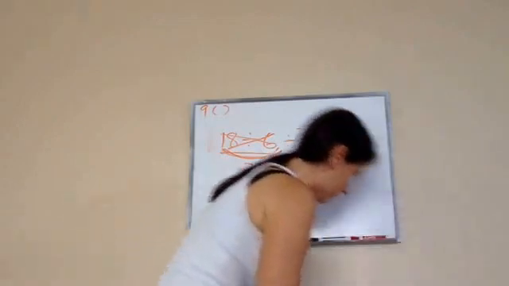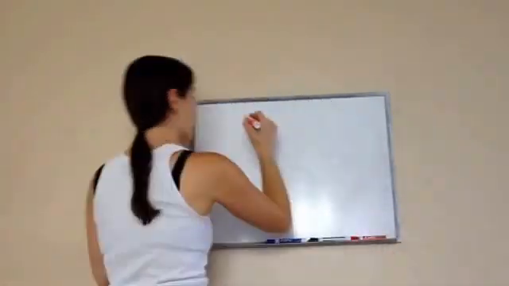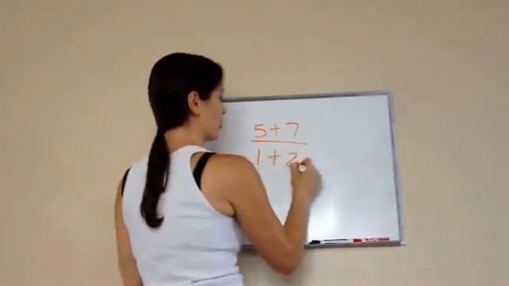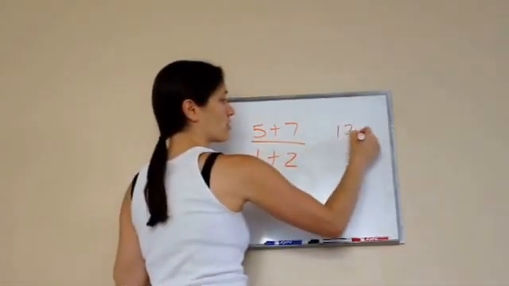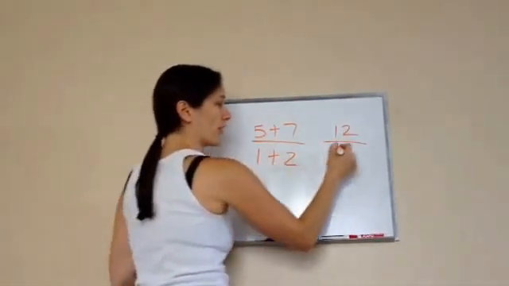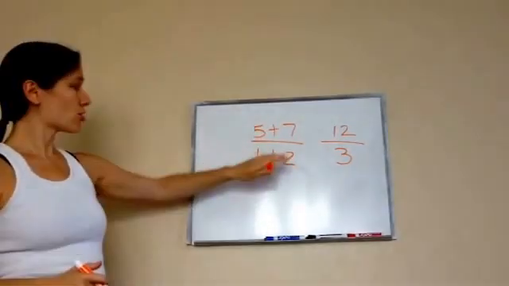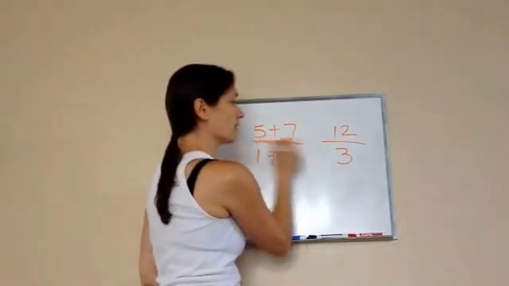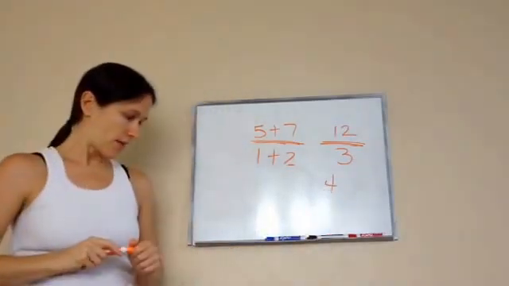Last problem. Help me answer this, okay? So, for example, we've got 5 plus 7 over 1 plus 2. Okay. 5 plus 7 is 12. 1 plus 2 is 3. So even though this looked like a harder problem, you just answer what's on the top, answer what's on the bottom, and then divide. What is 12 divided by 3? 4. That is lesson 5.